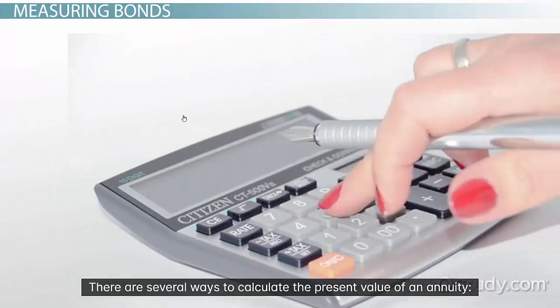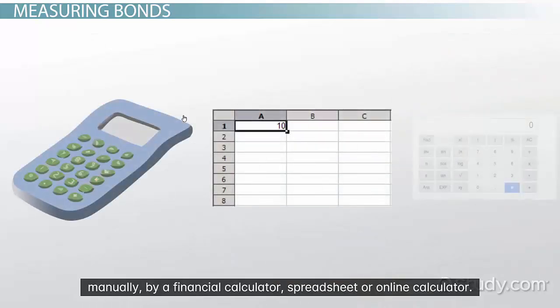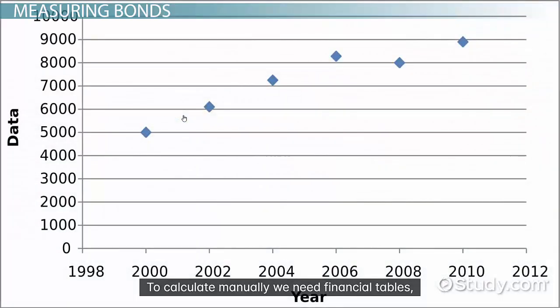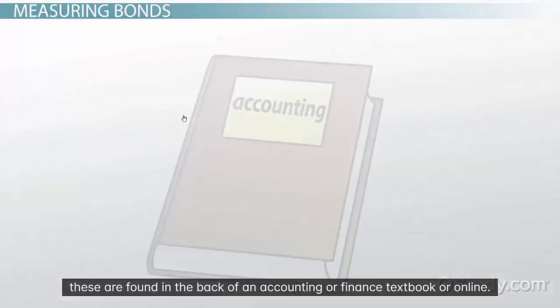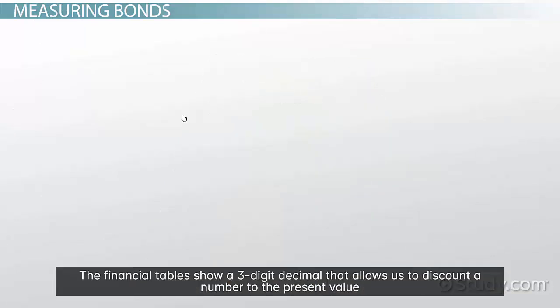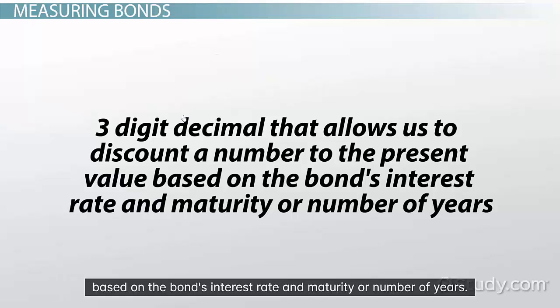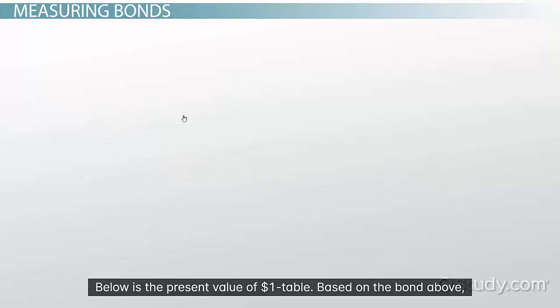There are several ways to calculate the present value of an annuity: manually, by a financial calculator, spreadsheet, or online calculator. To calculate manually, we need financial tables. These are found in the back of an accounting or finance textbook or online. The financial tables show a 3-digit decimal that allows us to discount a number to the present value based on the bond's interest rate and maturity, or number of years.